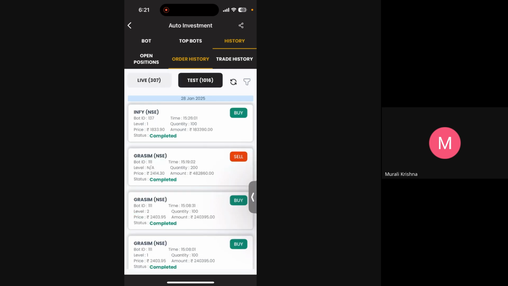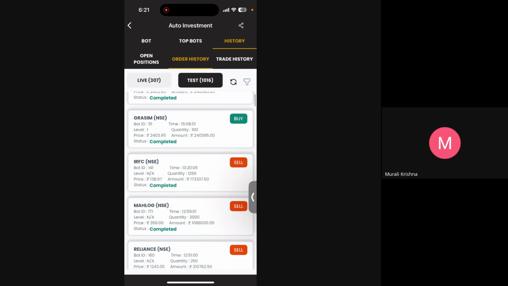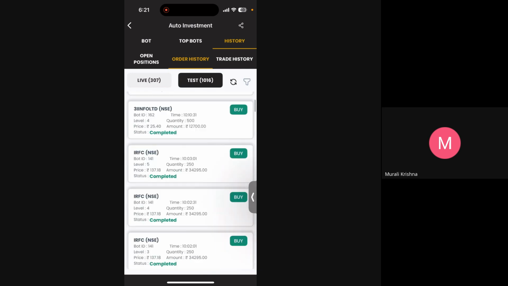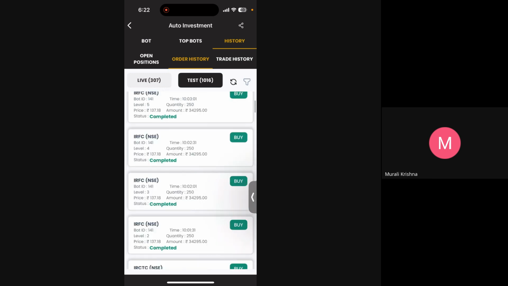Okay. Maybe after market hours, it's bidding, taking time. So you can just check out IRFC. You can just see here sell happened, Lupin, Mahindra Logistics. Yeah, you can just see here at 10:03, it bought 250 shares at 137, and at 10:02, it bought at 137.18.